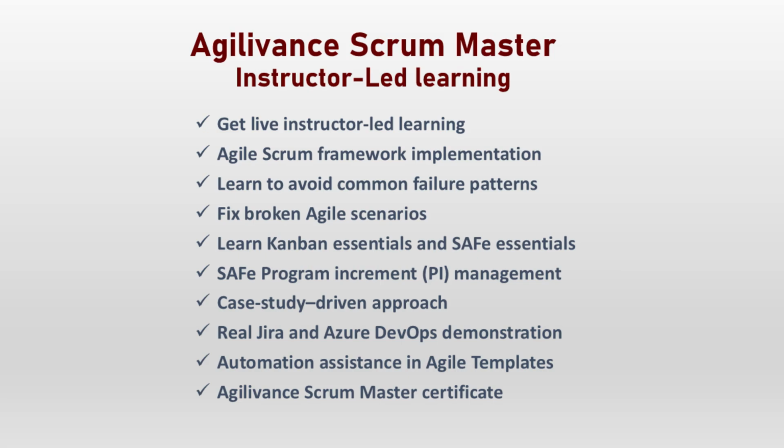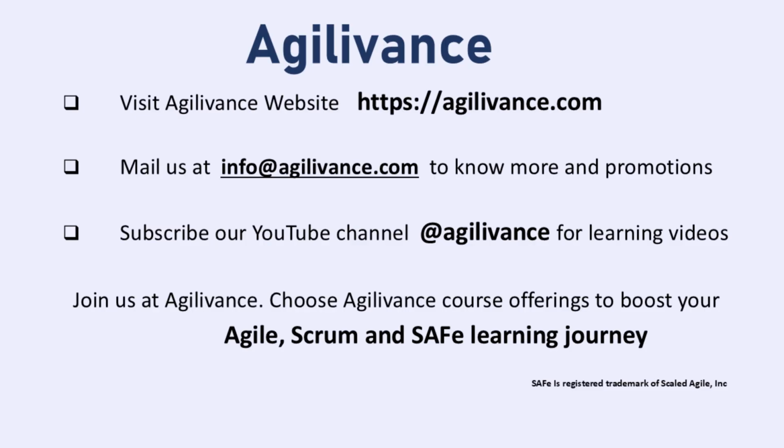You work through a case study-driven approach with real Jira and Azure DevOps demonstration, and you will learn how to include automation assistance in Agile. You will receive templates you can take back and use directly in your work and earn a verifiable Agilivance Scrum Master certificate on completion.